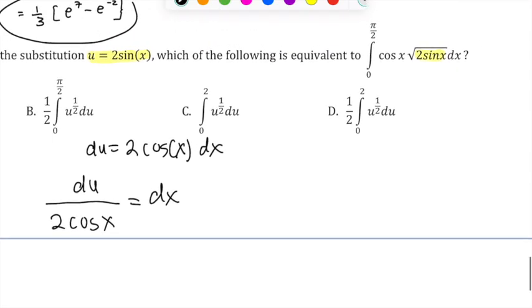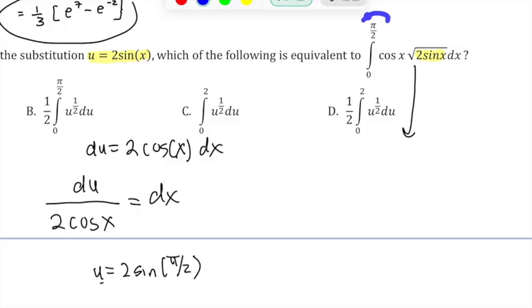So we have our dx, we have our u. So let's look at our integral. Oh, I'm sorry. And then do your boundaries. I almost forgot the boundaries. So u is going to be equal to 2 sine of pi over 2. And again, I'm just substituting these boundaries into here. Sine of pi over 2 is 1 times 2 is 2. We need to substitute 0 back in for our boundaries. And the sine of 0 is just 0.